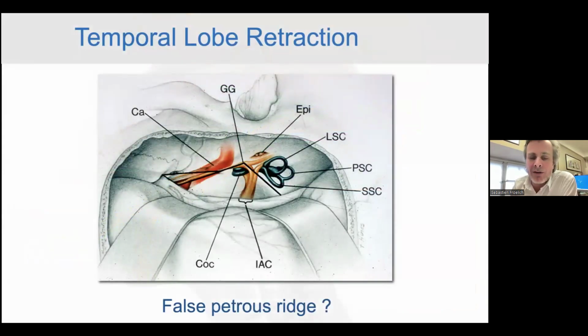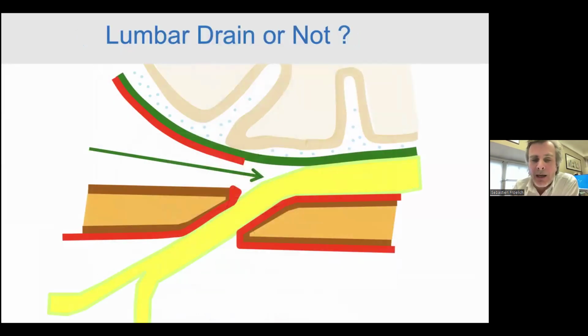Do I use retraction? This is how I was doing it before. I was pushing the blade until it reached the petrous ridge to block the blade against the petrous ridge. I have to say I'm not doing it like this anymore.